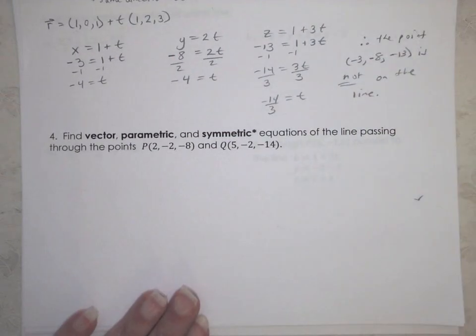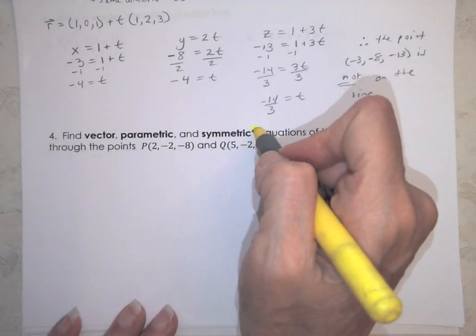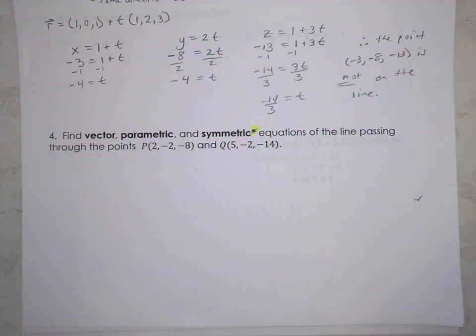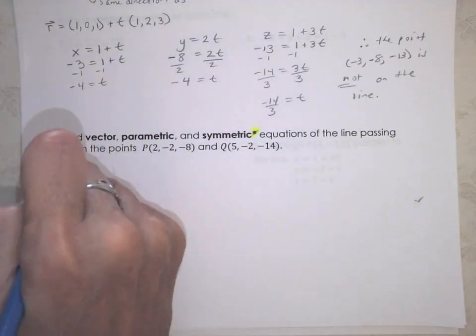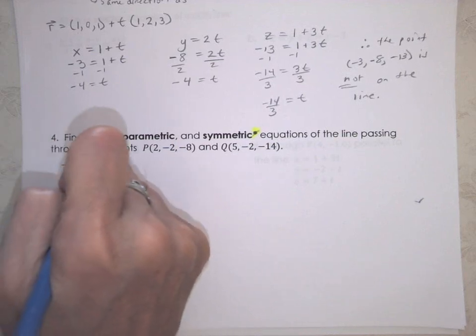Question 4, find vector, parametric, and then symmetric with a little star here. So what does that asterisk mean? Equations of the line passing through the points P and Q. So first I'm going to find the direction from points P to Q.